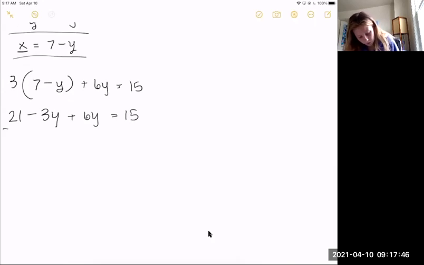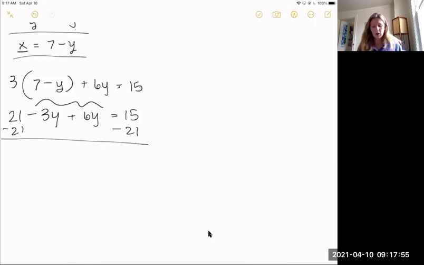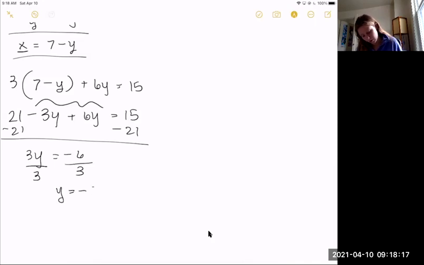So I'm going to subtract 21 from both sides. And I'm also going to add those together. So 6y minus 3y basically is going to give me 3y. And then 15 minus 21 is going to be negative 6. So with that, we can divide both sides by 3. Y is going to be equal to negative 2.